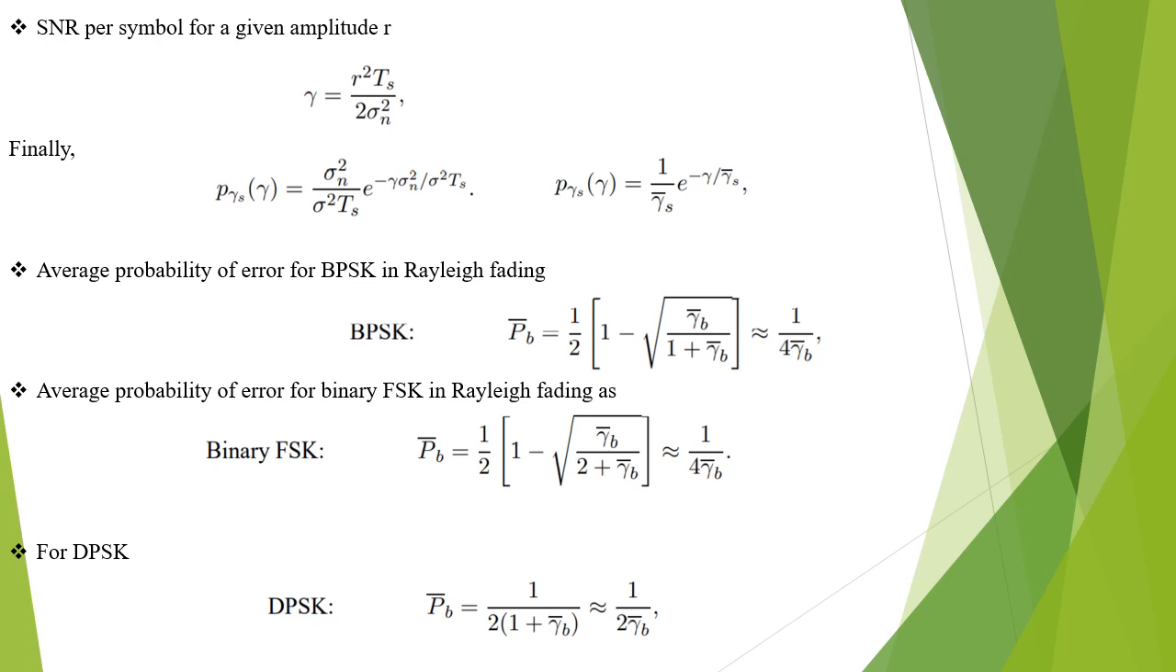Here, the approximation holds for large average SNR per bit. This one is for binary FSK and this one is for DPSK.